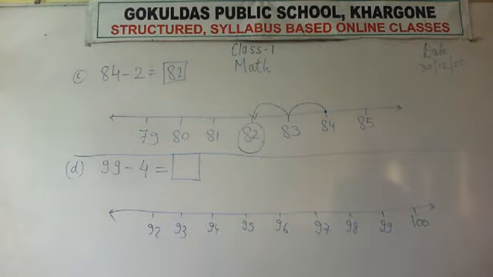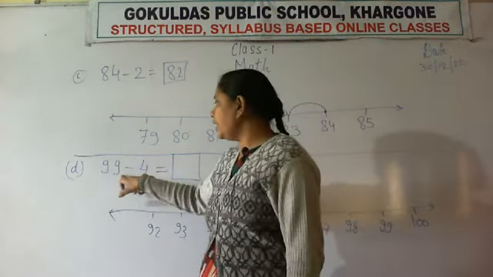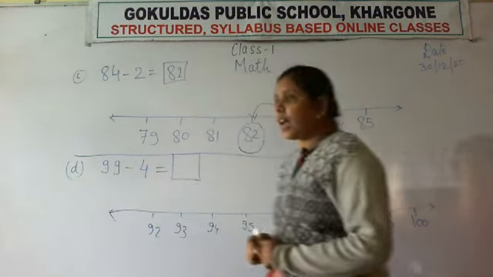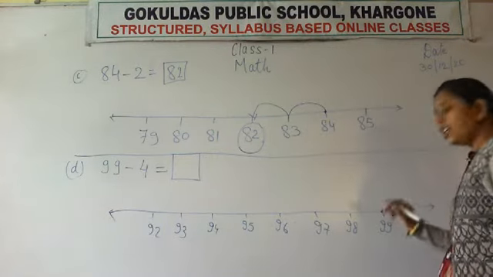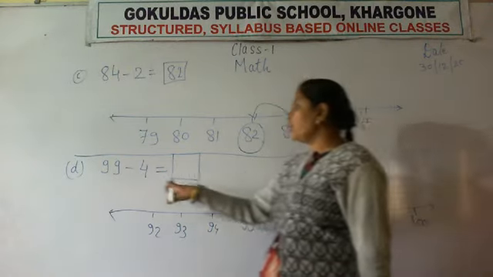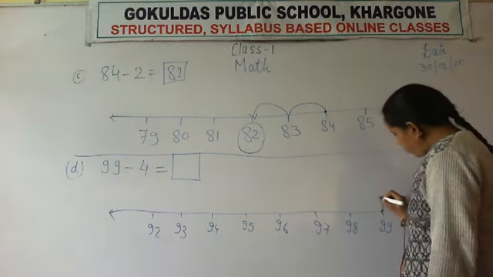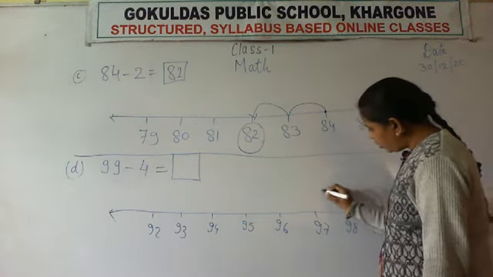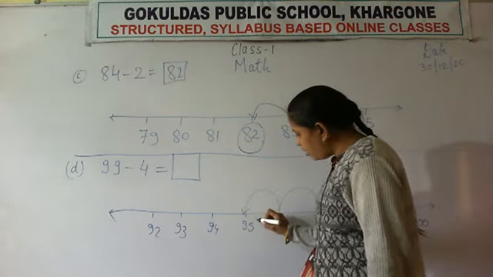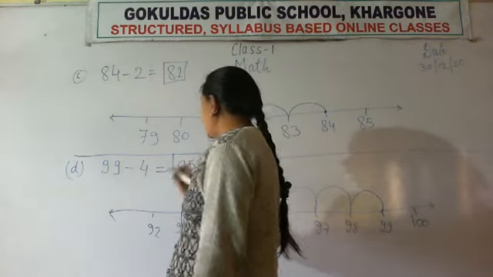Now see, what is the question? 99 minus 4. That means we are on which number? We are on number 99. So make a dot here. That means we are at number 99. Now how many steps we have to move in backward direction? 4 steps. So start moving 4 steps. 1, 2, 3 and 4. We stop at number 95. So the answer of 99 minus 4 will be 95.